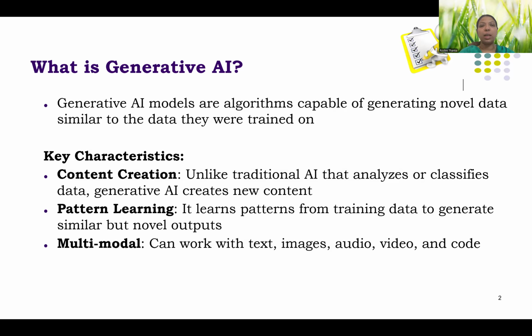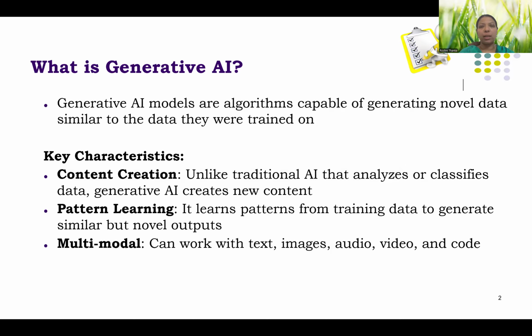So, what are the key characteristics of generative AI? The first one is content creation. As we discussed already, traditional AI, mostly machine learning, can do only analysis, classification, or predictions. We know we train with known data and labels, so it can only analyze and classify. But generative AI helps us create new content.